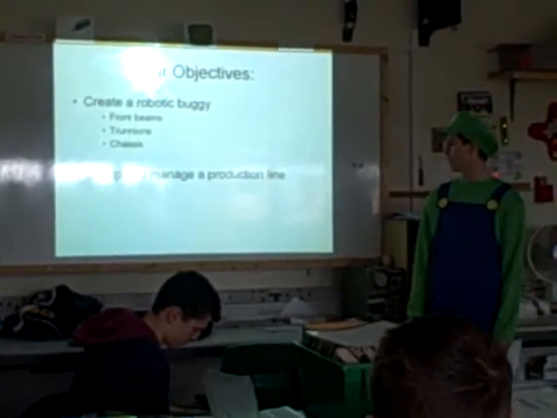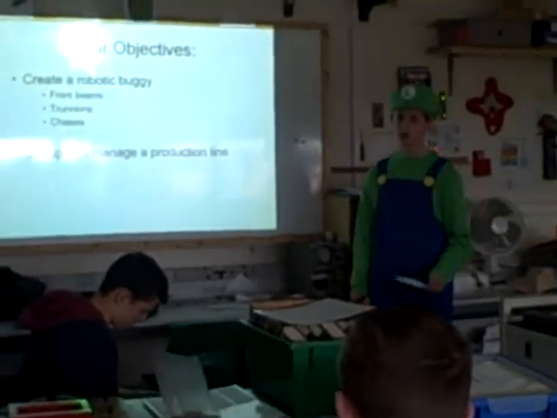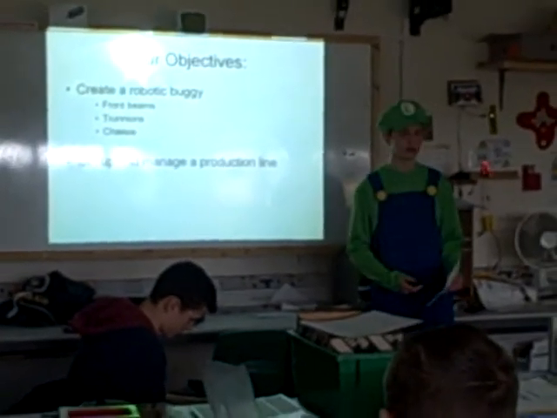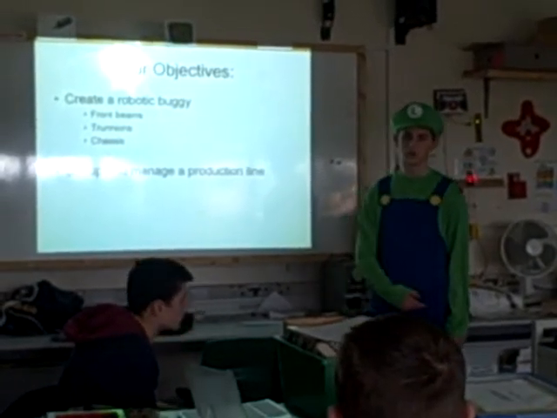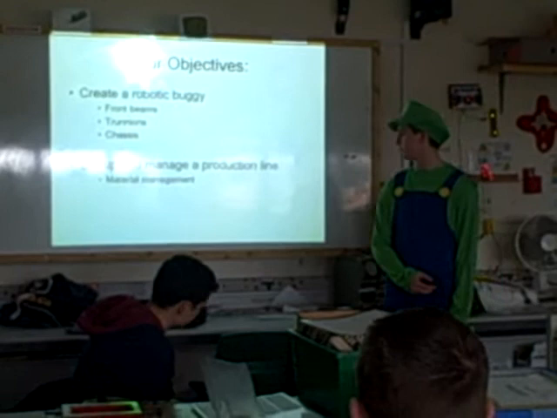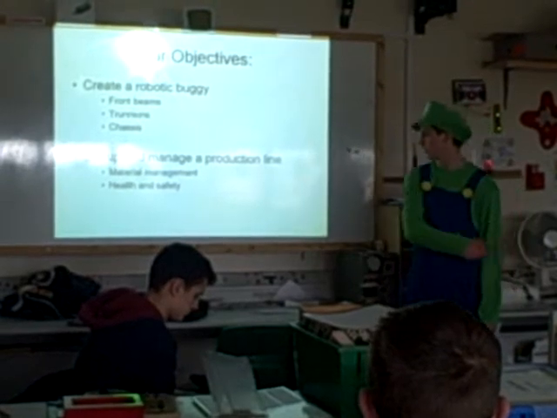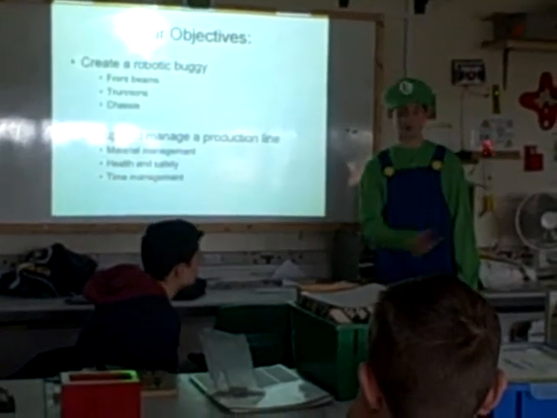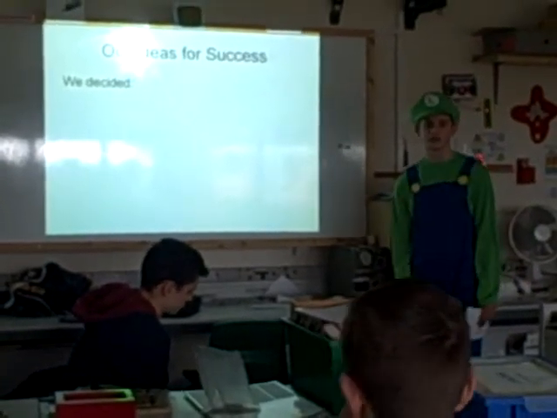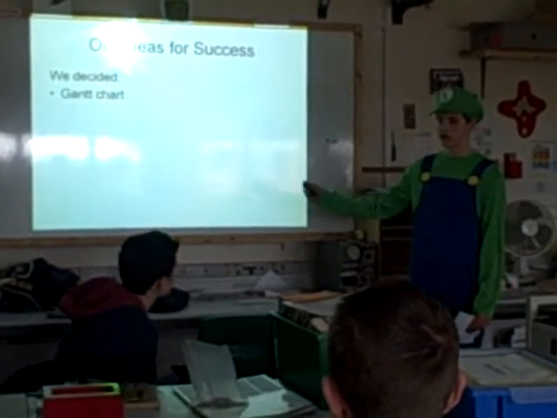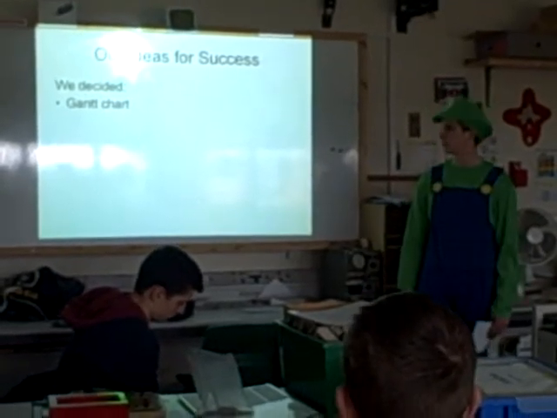We also were told that we had to set up and manage a production line. So that would involve passing parts along, making sure they're correct, making them to specifications. So yeah, it's like material management, health and safety, and time management. So we decided that in order to obtain this criteria, we should create a Gantt chart so that we could display everything that we have to do over a specific time period.